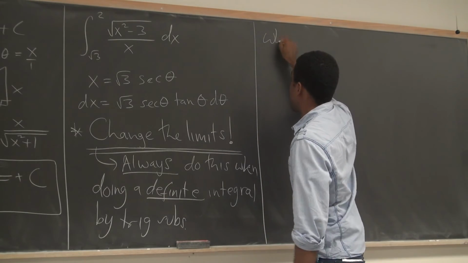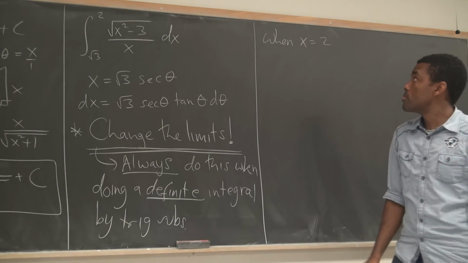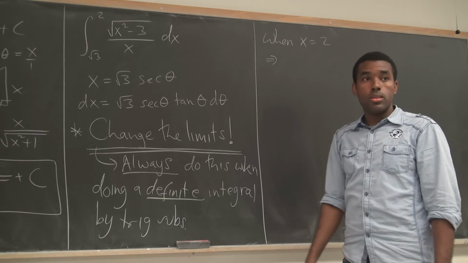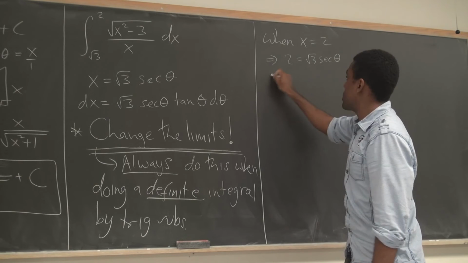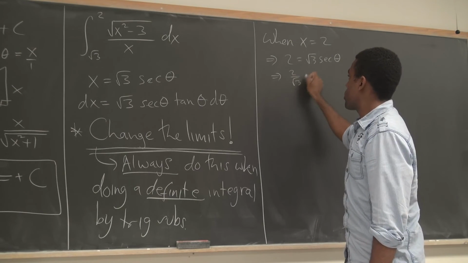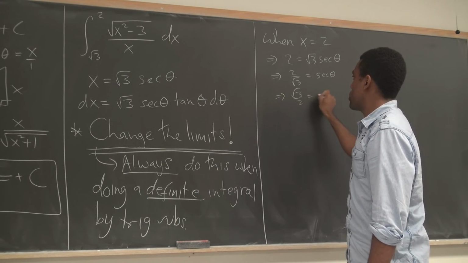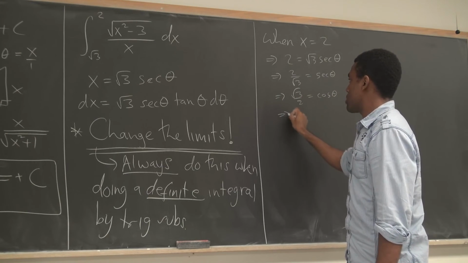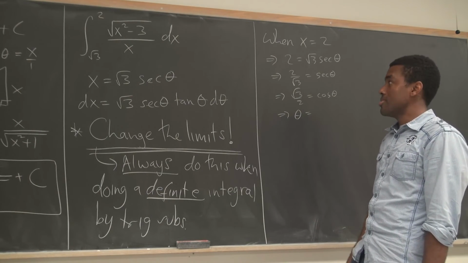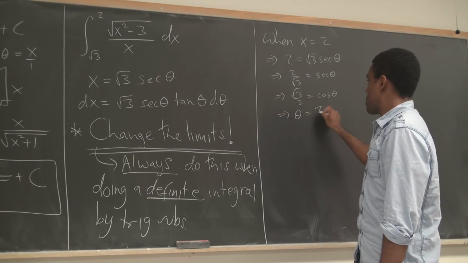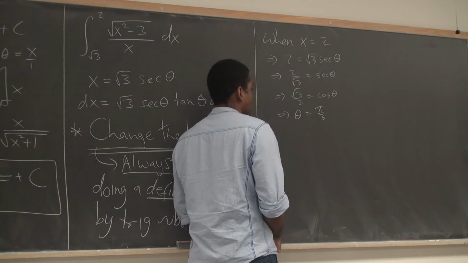Original is x. When x is 2, what does that mean for theta? This would mean 2 is equal to the square root of 3 secant theta. This means 2 over radical 3 equals secant theta. This means radical 3 over 2 is equal to cosine theta. This means theta equals, you're supposed to know. Is that right?